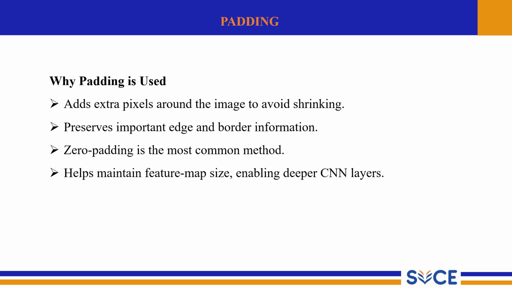Pixels near the boundaries contain valuable features, and without padding, these pixels would contribute less to the output or be completely ignored. Among all padding techniques, zero padding is the most commonly used. It is simple, efficient, and works well in most practical applications. Most importantly, padding helps to maintain the size of feature maps, making it possible to stack many convolutional layers without losing spatial resolution too quickly. This is why padding plays a crucial role in building deep and effective convolutional neural networks.